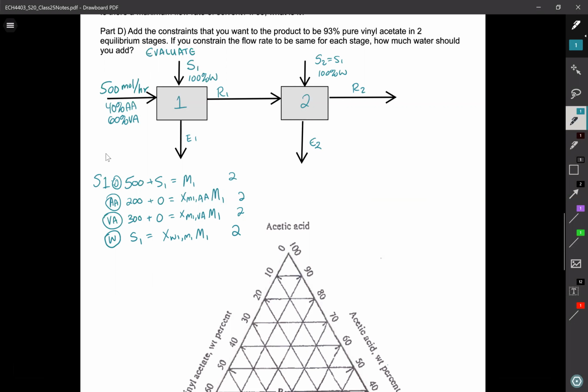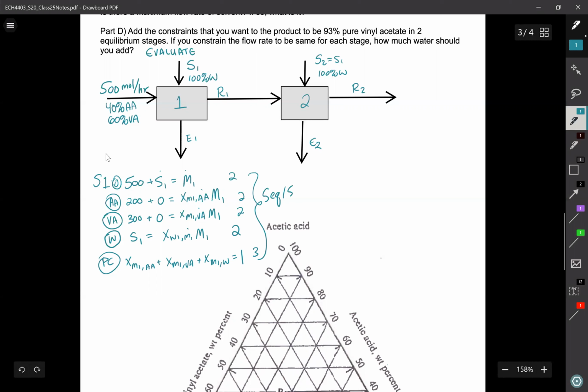And if I count the total number of unknowns, I have 1, 2, 3, 4, 5 total unknowns, 4 equations. And you might say, hey, wait a minute, I remember I have a physical constraint as well, and try to solve this problem. So you might say X M1 acetic acid plus X M1 vinyl acetate plus X M1 water is equal to 1. And now this equation has 3 unknowns, but if I look at the entire system, I have 5 equations, 5 unknowns, right?